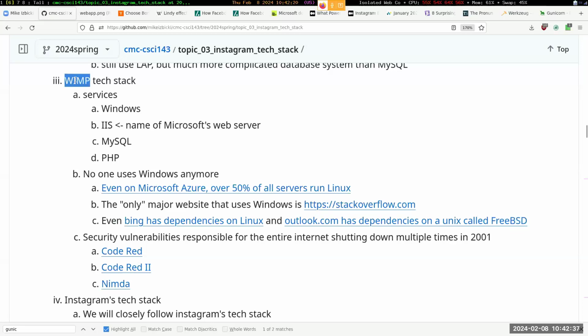Another reason that nobody used Windows, or that Windows has this really bad reputation in the web server world, is that there were three very famous security vulnerabilities. Each one of these three took out the entirety of the internet for about a week or two at a time, even non-Windows servers, because of security vulnerabilities in Windows and IIS. So you hear people talking about these things and making fun of Windows for it.